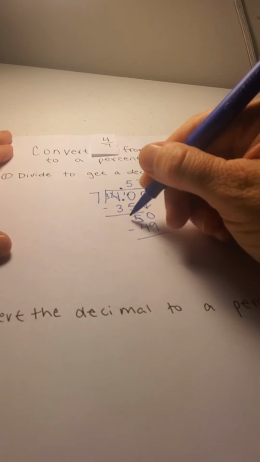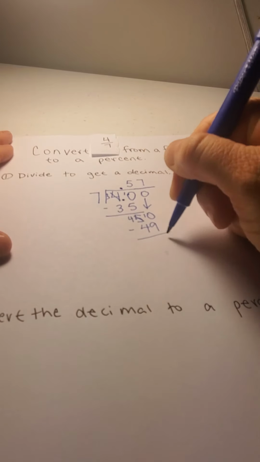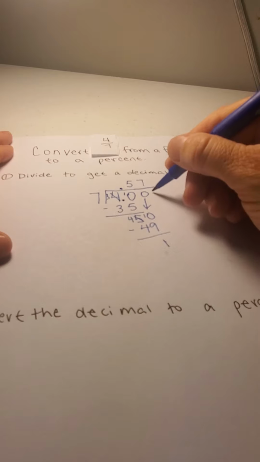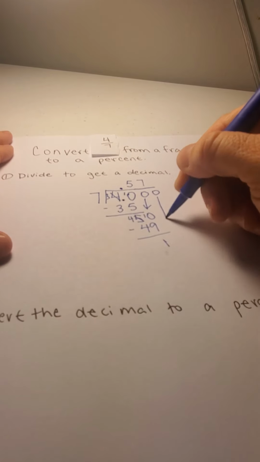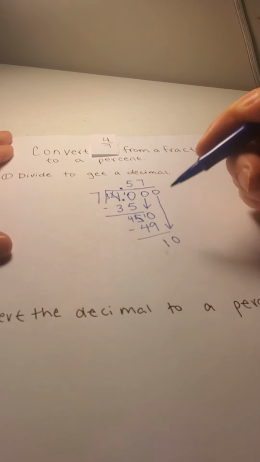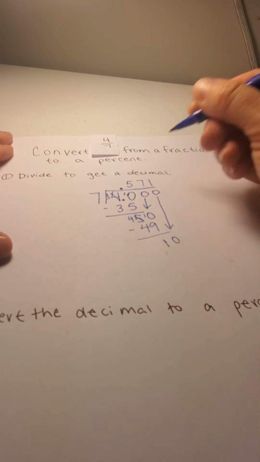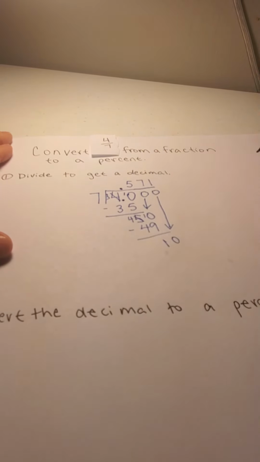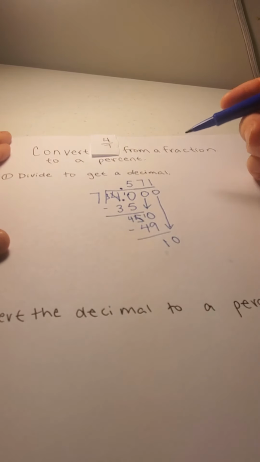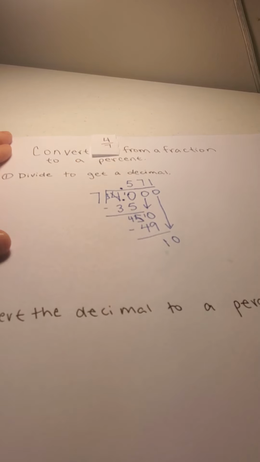Subtract. 10 minus 9 is 1. And then 4 minus 4 here is 0. I'm going to go ahead and give myself one more 0 to bring down. And now 7 goes into 10 evenly one time. And I'm actually going to stop there because the problems from the homework have been looking at rounding just to the nearest percentage. So I've got enough now to round.